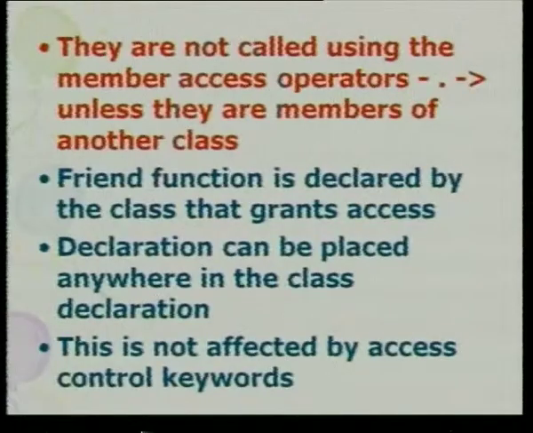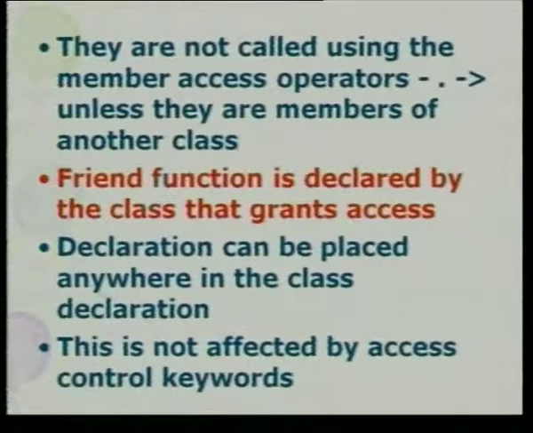Generally, only the functions within a class will have the access, but friend functions are exceptional cases where though they are outside the class, they can access the private and protected members of the class. They are not called using the member access operators. Normally, we use object name dot function name to access a particular function, or when we are using pointers, we use the arrow mark, but these functions are not called using both these methods.